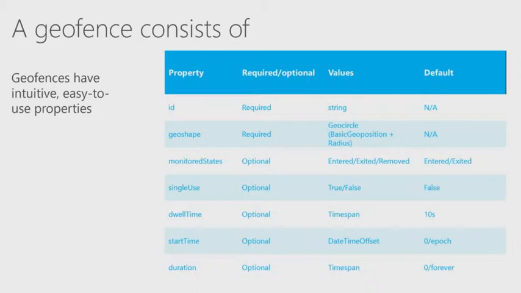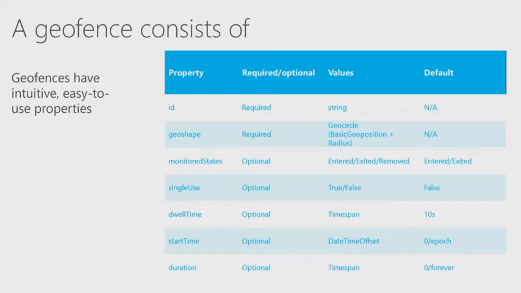Now, dwell time is the amount of time that a user must be inside of or outside of a geofence before it triggers. Imagine you want a user to be inside of a store for 2 minutes before you offer them a coupon, as opposed to offering it to them right away when they get in range, because they might have just been walking by the store and not even coming in.